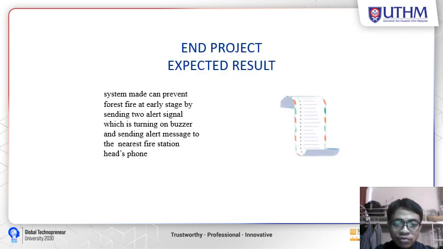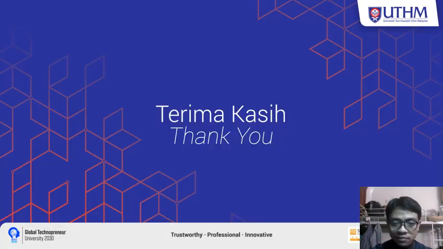At the end of the project, I expect that the system made can prevent forest fire at an early stage by sending two alert signals, which are turning on the buzzer, which represents a siren as I said earlier, and sending an alert message to the nearest fire station head's mobile phone. Actually the buzzer that represents a siren is for the nearest civilians to notice the forest condition so they can escape earlier. Thank you.